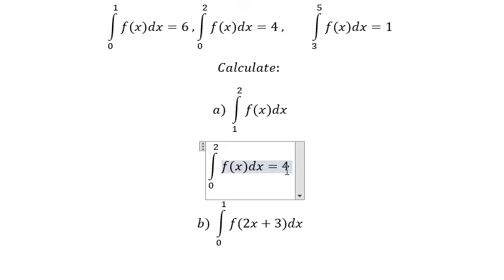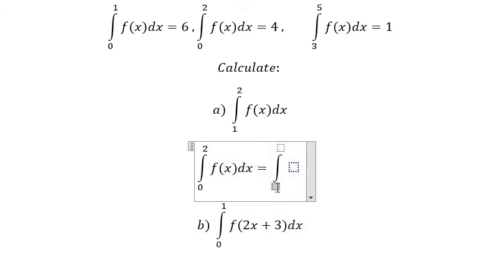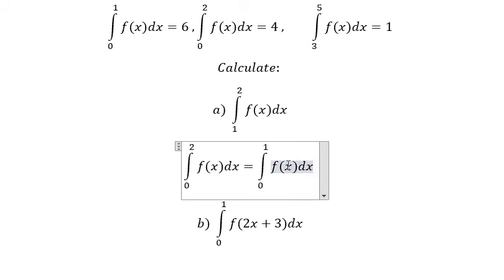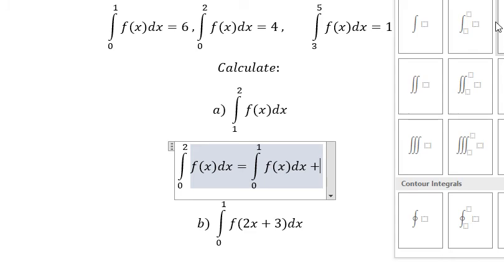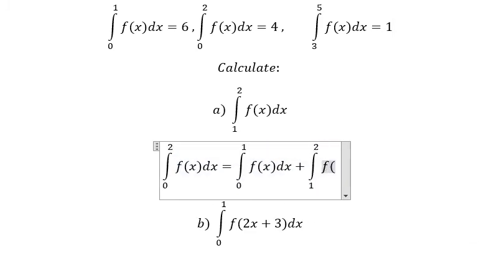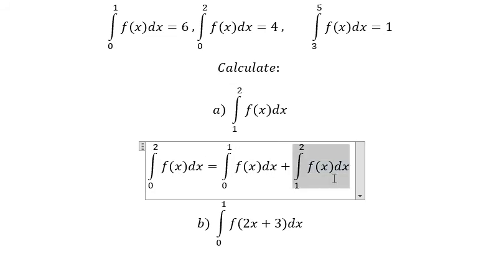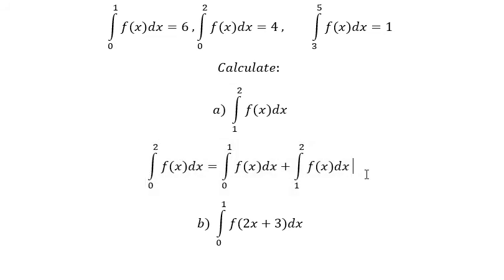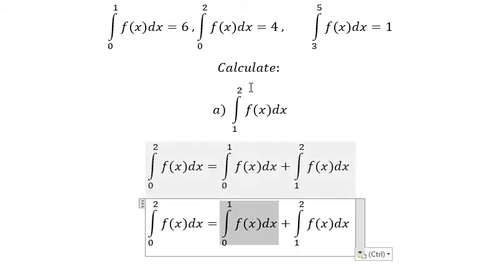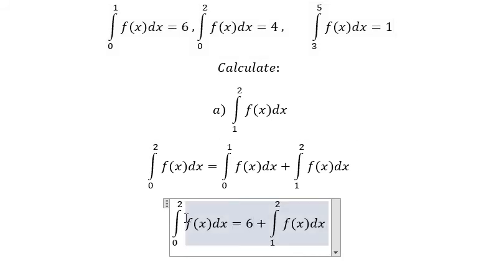So about this integration, we know that it can be the integration from 0 to 1 of f(s) ds plus the integration from 1 to 2. They want to find this one in here. So this one we know that this is 6. This one we know that this is 4.